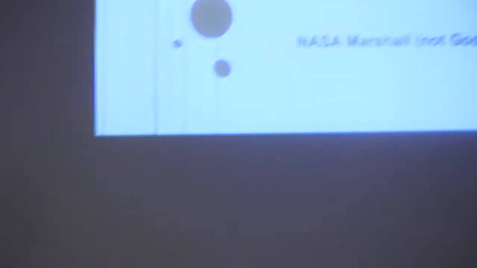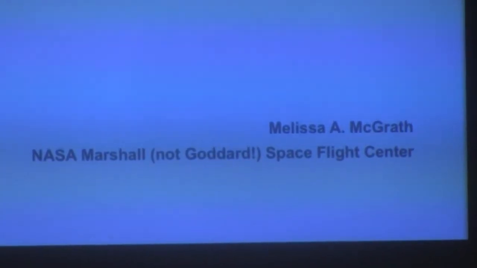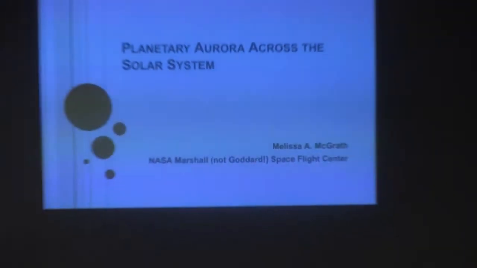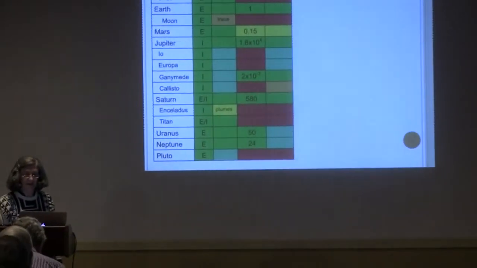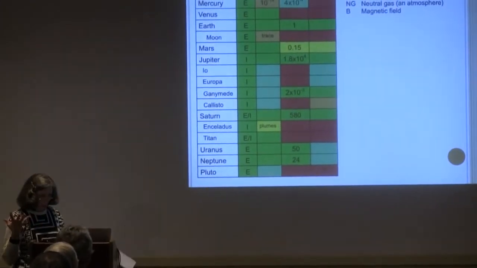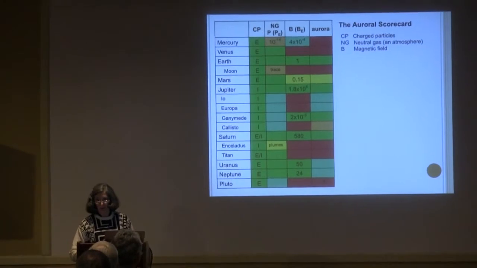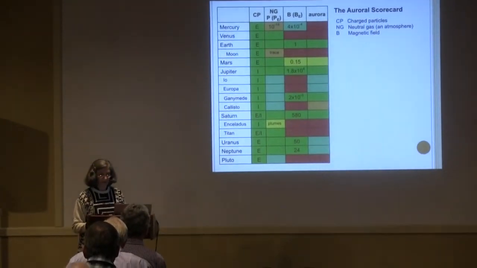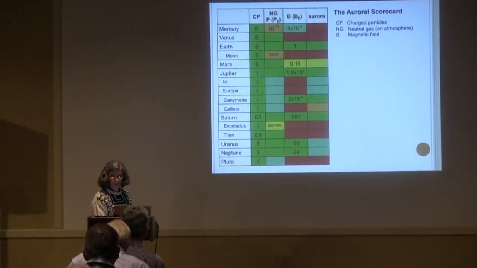Okay, so I hope you all are ready to fly through the solar system. This is a very broad topic, so I'll do my best. And if I take too long, we'll drop off the boring, puny aurora planets at the end. So, to organize my thoughts, I decided to make a little auroral scorecard for the solar system, and you can see how it comes out.